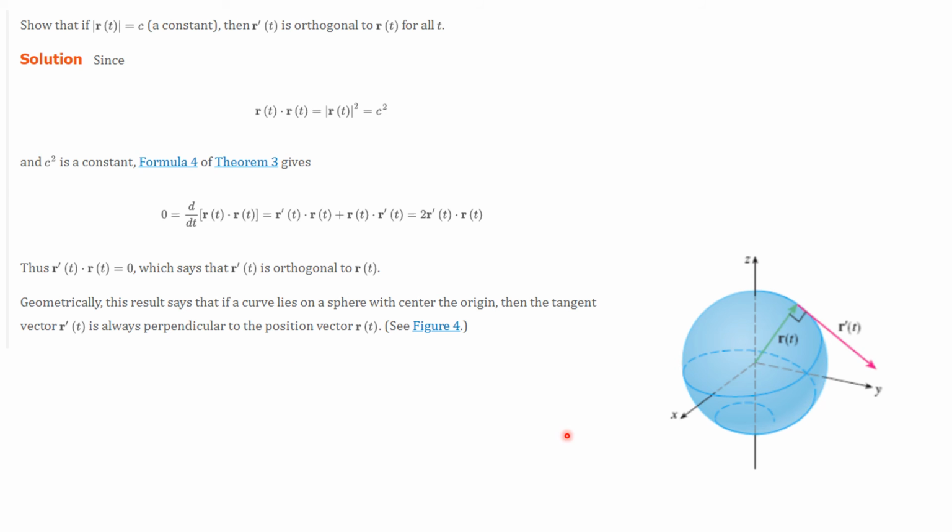Now, geometrically, and we can look at the picture, this says that if a curve lies on a sphere with center at the origin, or actually center anywhere, then the tangent vector is always perpendicular to the position vector, and that's something that you learned in geometry even before this, but now you have a vector definition of it.